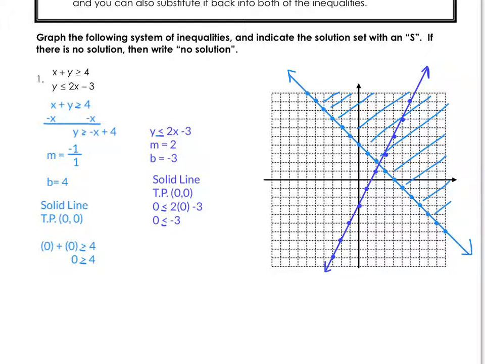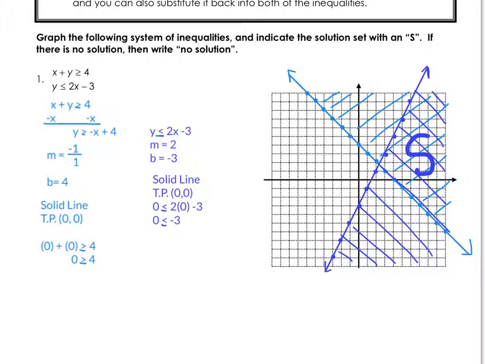So I've plotted my points, and I've connected with a solid line, and since my test point 0, 0 was false, 0 is not less than or equal to negative 3, I'm going to shade the opposite side. Then we have a couple of things here that I did not finish just yet. First, we have to make sure that we put an S in the solution region to show that this is where all the solutions are. And the second thing I didn't do is I don't have any labels on my inequalities, so that would lose me a point right there.